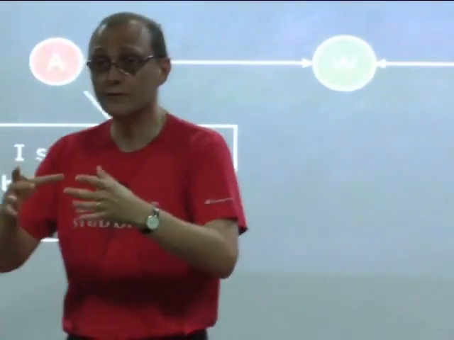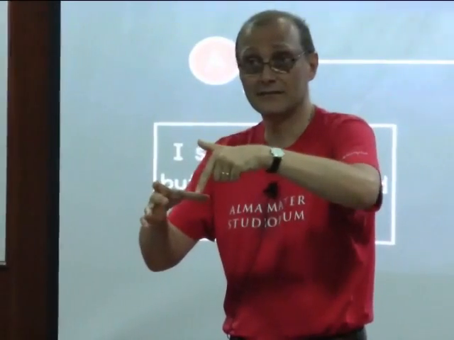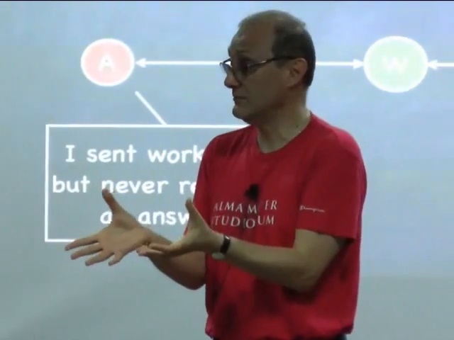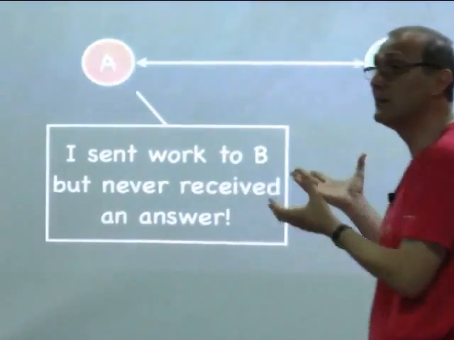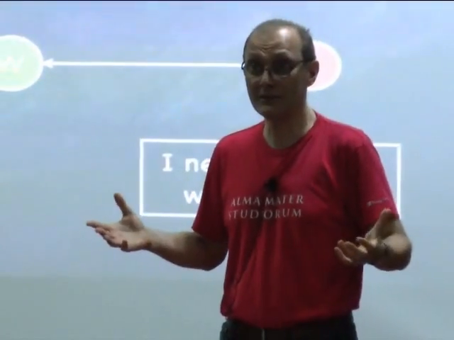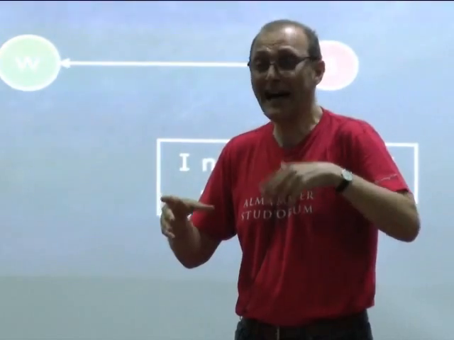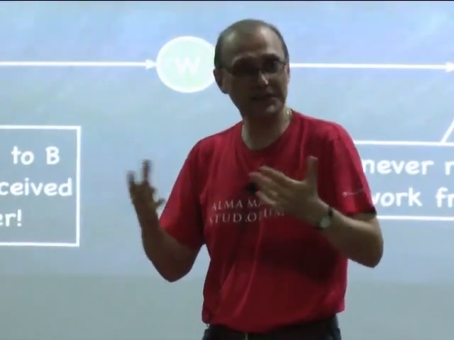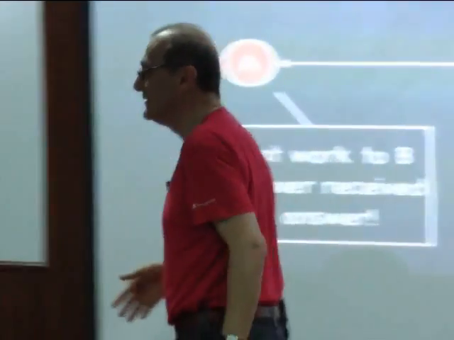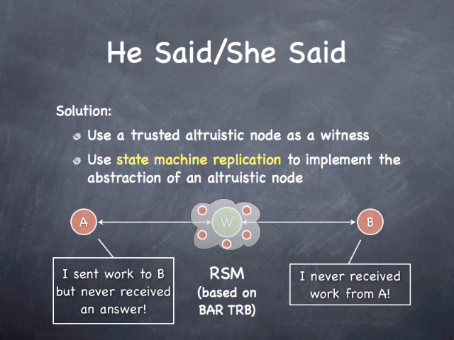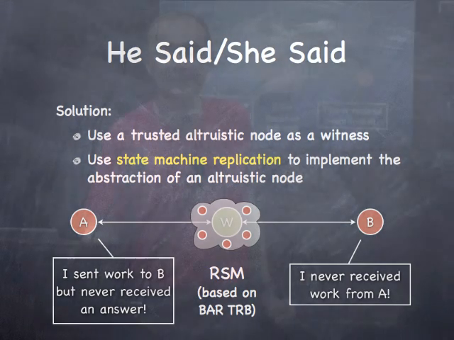And through this protocol that these nodes are running, just like before I was able to create the abstraction of a correct node out of nodes that were potentially faulty, here I'm able to create the abstraction of an altruistic node through the state machine replication out of nodes, each of which is either rational or Byzantine, which is kind of neat, I think, if I can say so myself. So there is this RSM that actually does that.